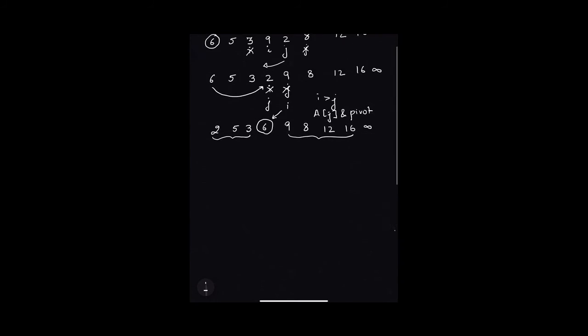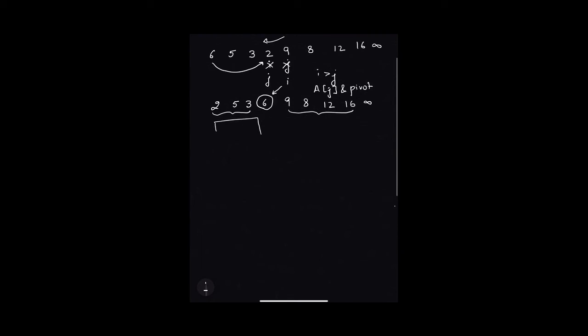In my pass 2, what I get are two arrays. My problem has split into two parts: one having the elements 2, 5 and 3, and the next array having the values 9, 8, 12 and 16. Now the same partition that we have just done for pass 1 will be executed for these arrays.